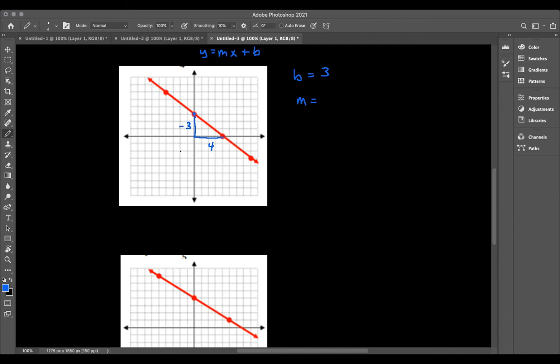So it's negative 3, so negative 3 over 4. That would be the slope, just by figuring that out. You could also do it like this.